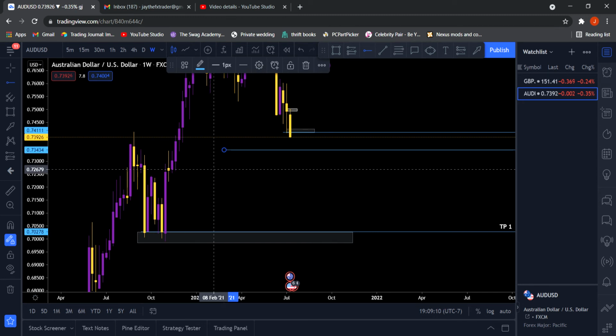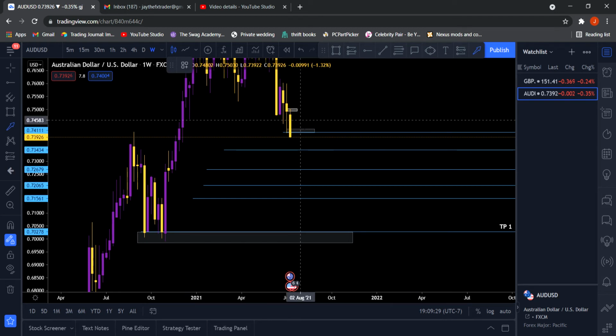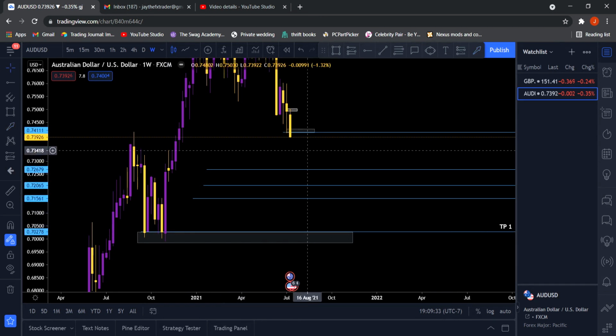I can look at intraday time frames to look at support and resistance to get entries with a smaller stop loss, and I can probably get in a couple more positions on the way down. So I have multiple positions running off of this one move down.